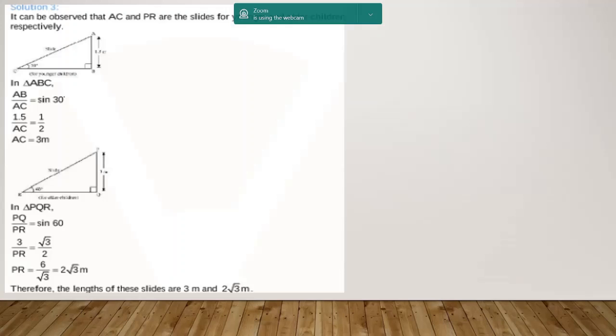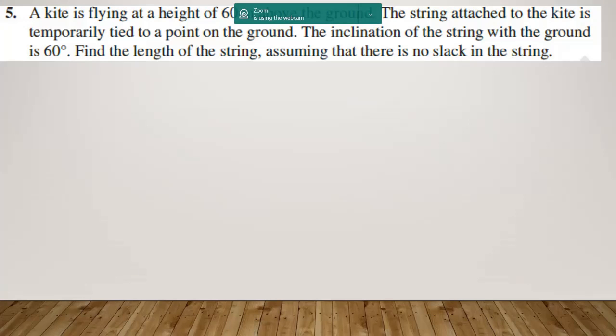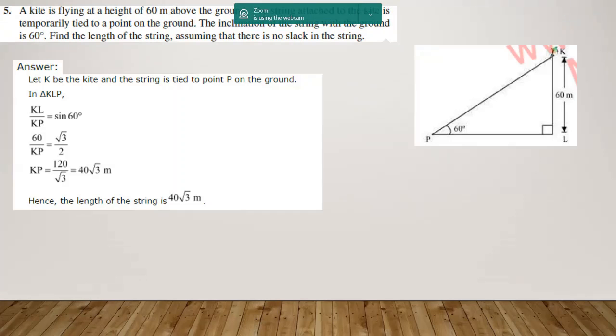Ma'am, for now only the second question is for homework, no? Yes, but now going ahead to the fifth one, the fourth one also goes home. It's 40 root 3 meters. The length of the string. Awesome.